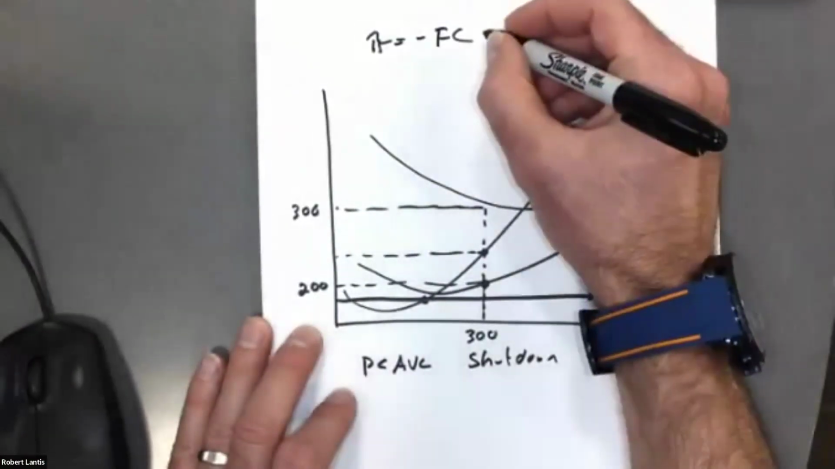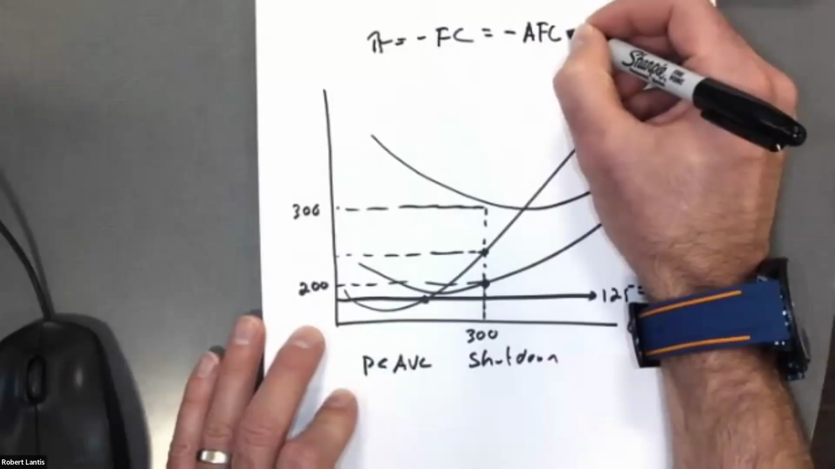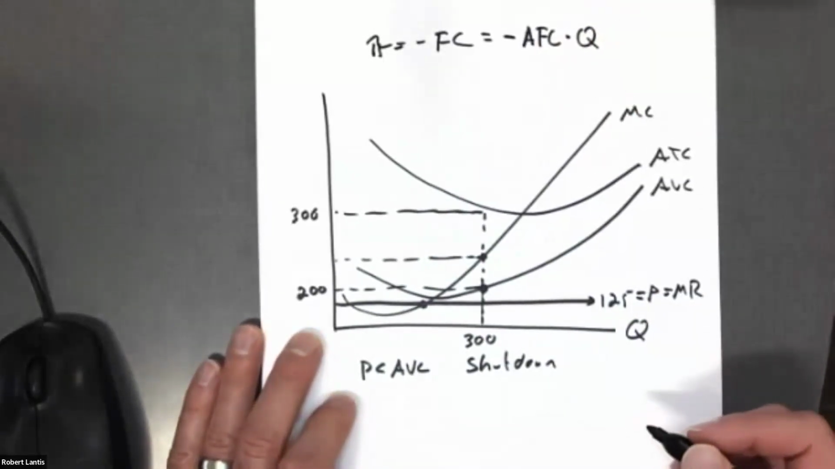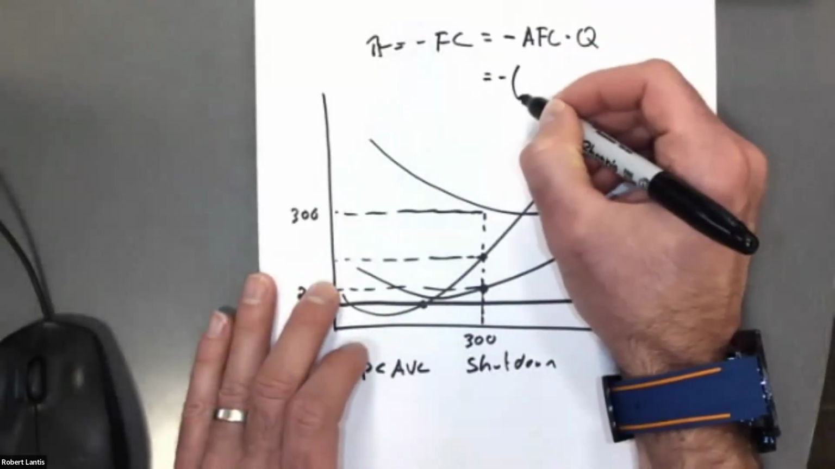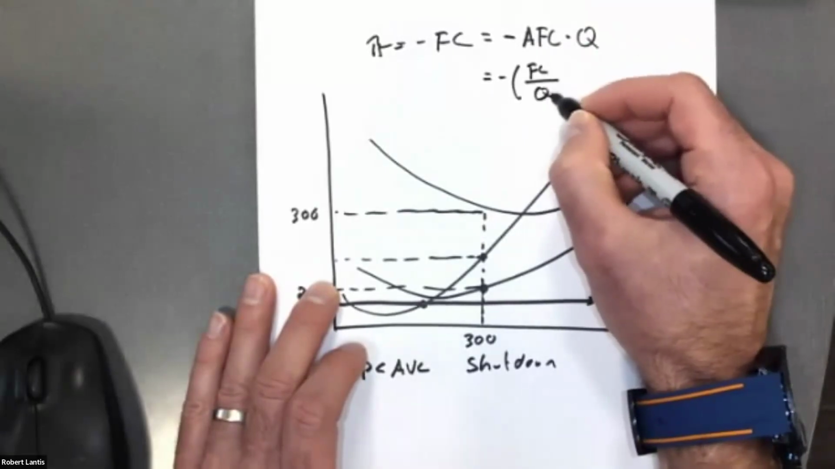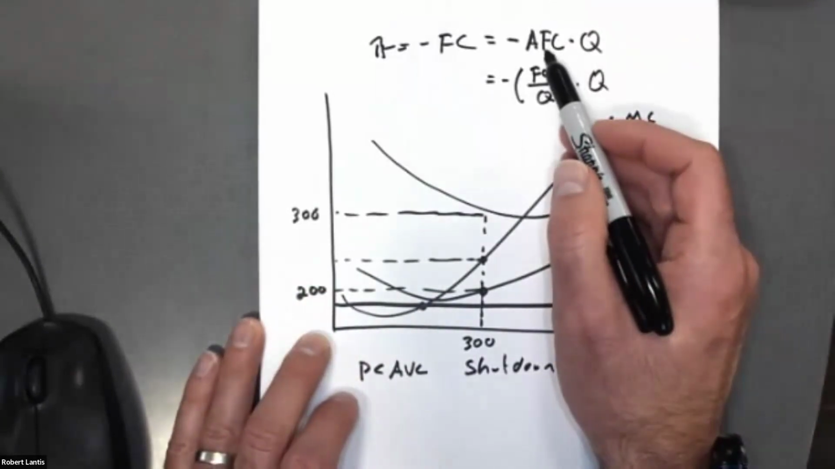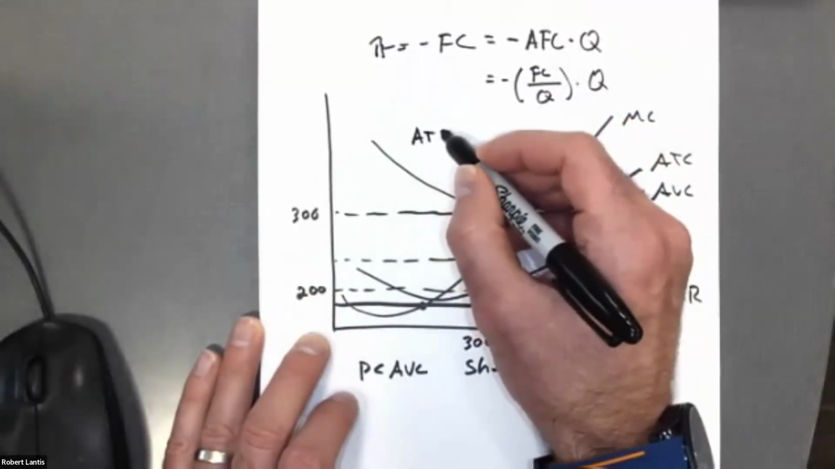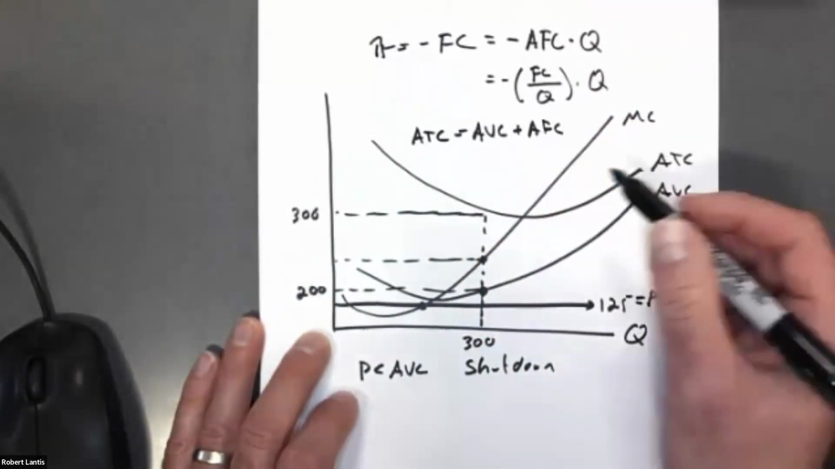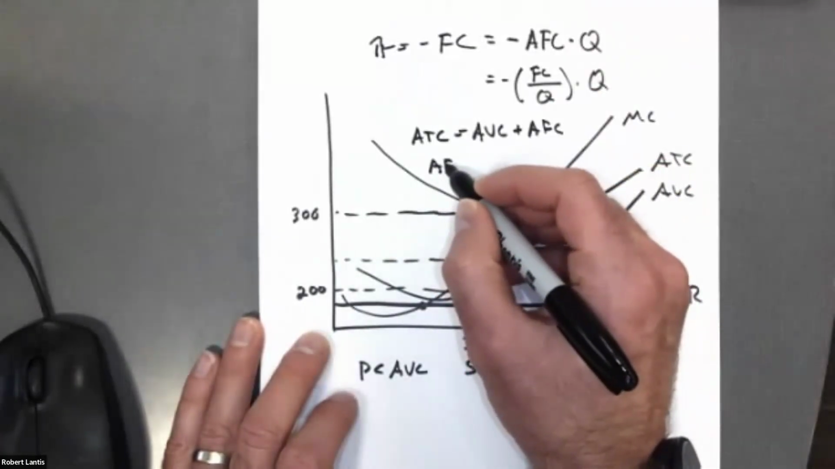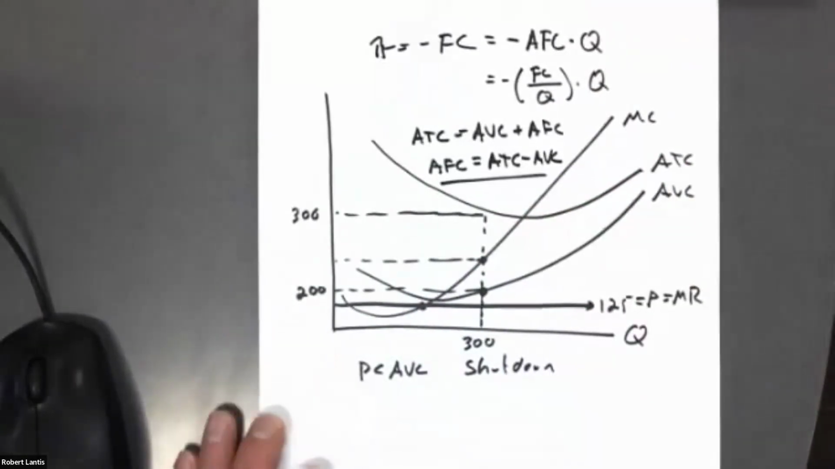Well, my fixed costs, another way I can write that, is our average fixed cost times the quantity we're producing. Remember why? Because what is my average fixed cost? My average fixed cost is just my fixed costs over quantity. So that's why that works. How can I find my average fixed costs? Well, my average total cost is simply my average variable plus my average fixed. So if I want my average fixed, that's just the difference between my average total and average variable.